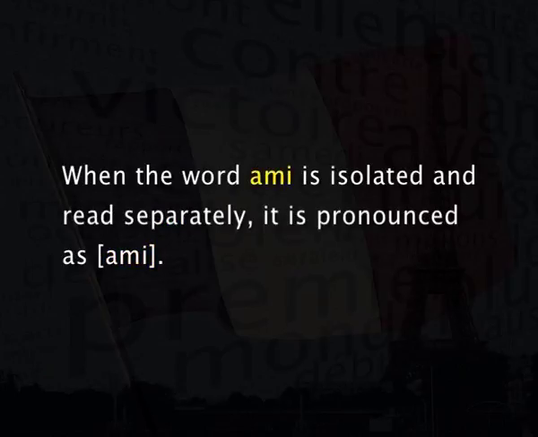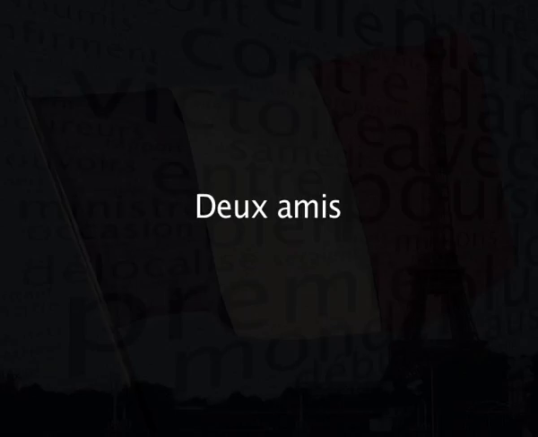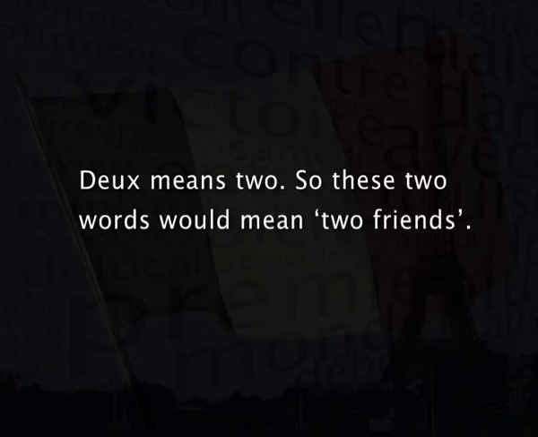When the word ami is isolated and read separately, it is pronounced as ami. But since it follows the word un, the liaison changes the pronunciation from ami to nami. Let me give you another example of liaison with the same word. Deux amis. Deux means two. So these two words would mean two friends.